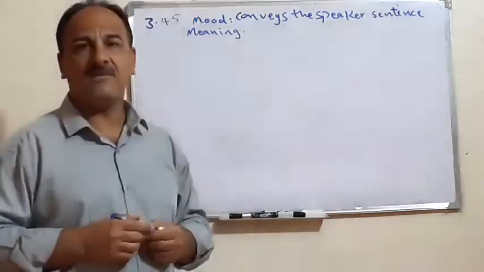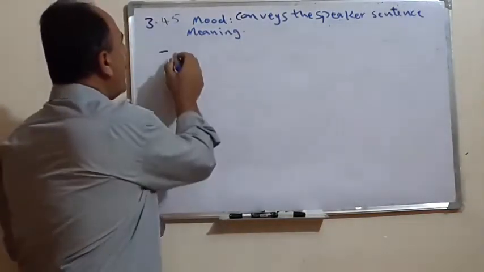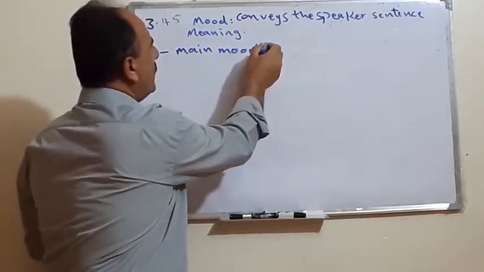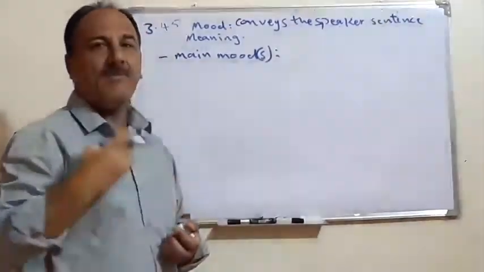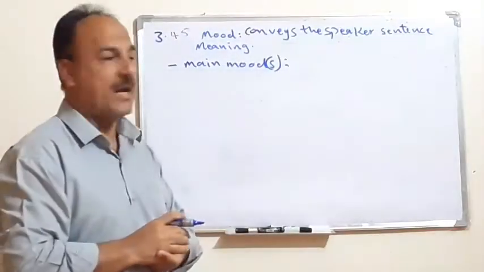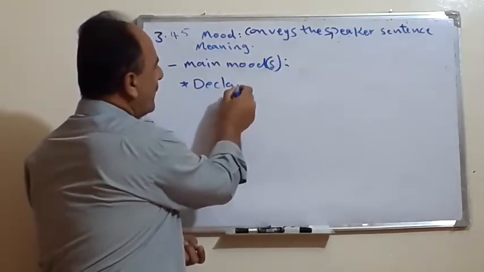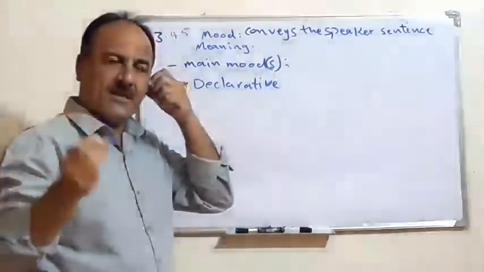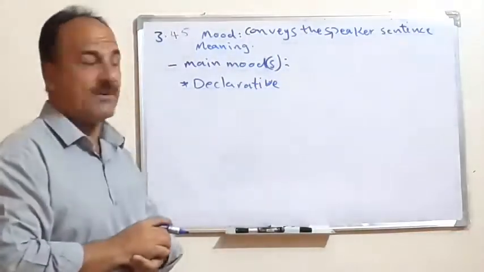Here, mood can be classified into two categories. The first category we can call the main moods. Accordingly, for the main moods, I mean the meaning of the sentence here, we have the first group. It has three types. The first type is what we call declarative, and some grammarians call it a statement, or declarative statement.